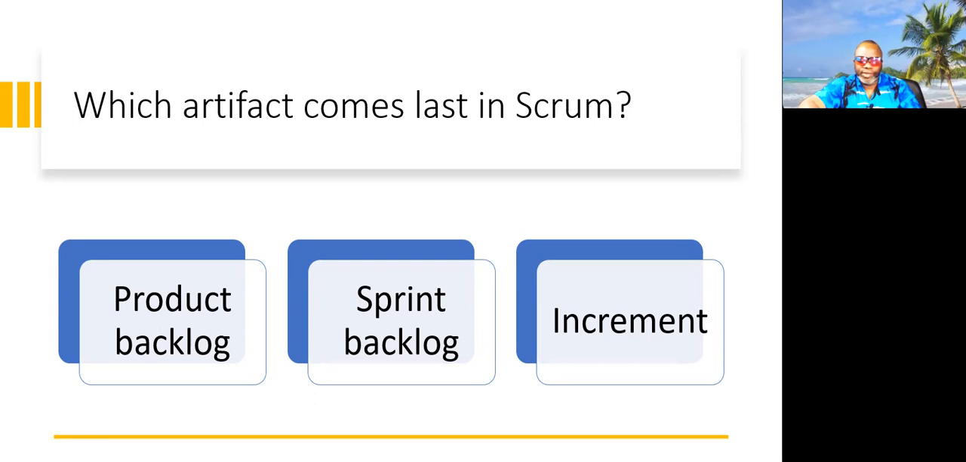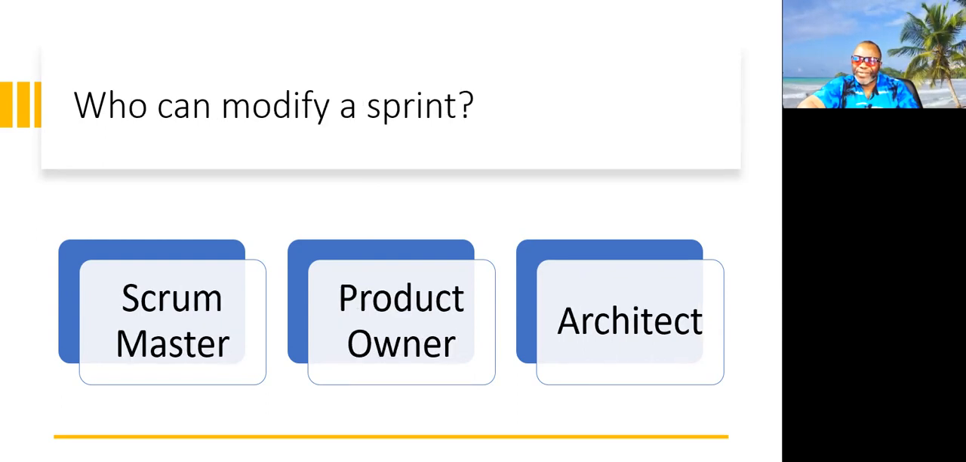All right, my friends, 3, 2, and 1. The artifact that comes last is not the product backlog or the sprint backlog, it's the increment. That's what you get at the end of the sprint. So it's worded a bit quirkily, but it's worded to make you think. All right, so your increment will be the last thing you get in a Scrum sprint. All right, let's go to our next one.